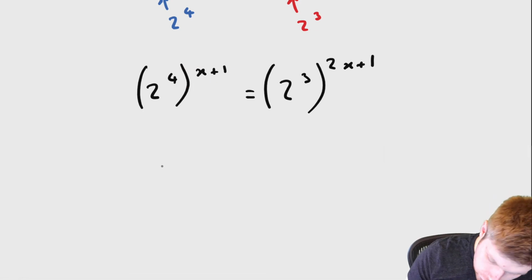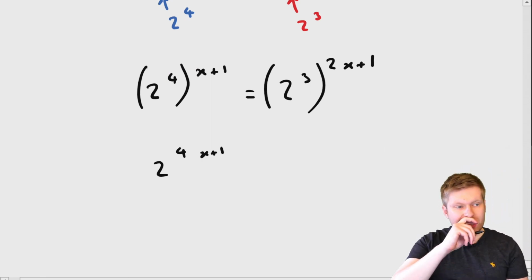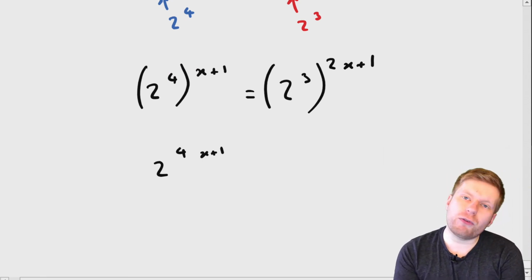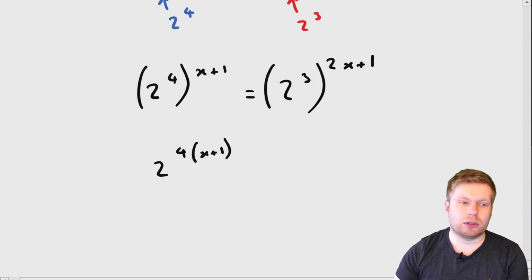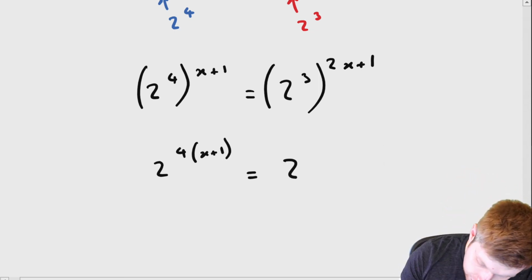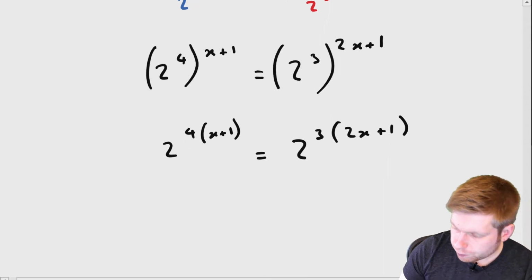So let's do that. So we have 2. Then I need 4 times by x plus 1. Now be careful. Do not write that down, because that could be interpreted as 4x plus 1. That's not what I want. I want 4 times by the entirety of x plus 1. And the same thing over here. I have 3 multiplied by the entirety of 2x plus 1.